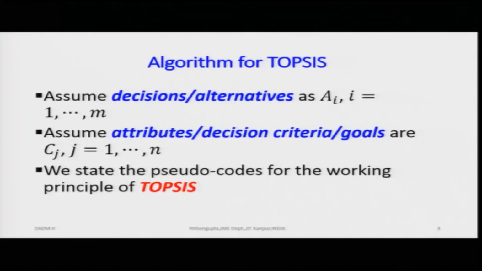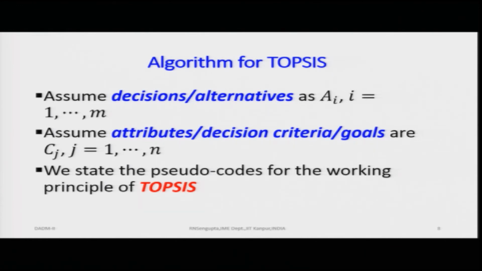So, we will very briefly state the algorithm of the Topsis method here and try to follow this algorithm in a very simplistic sense to solve a very simple problem. We will assume the decision alternatives are given as Ai, where i is equal to 1 to m, and that attributes or decision criteria goals are given by Cj, where j is equal to 1 to n.